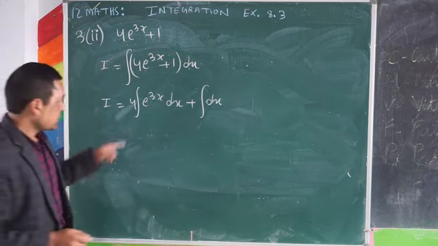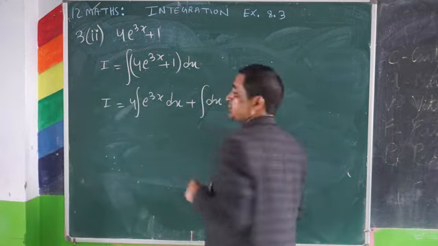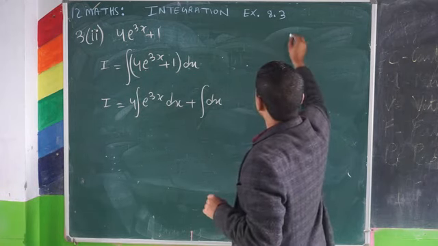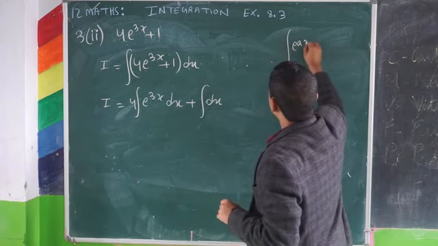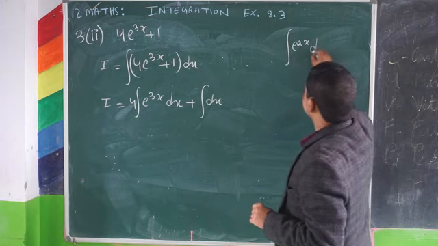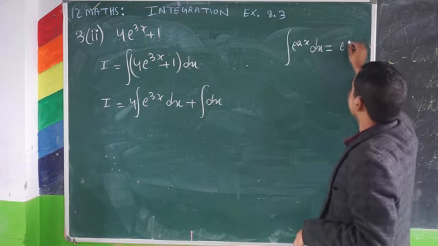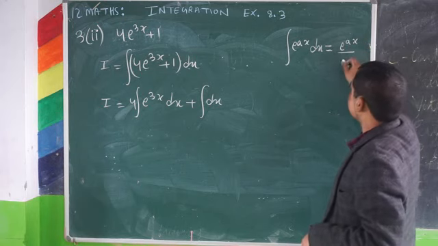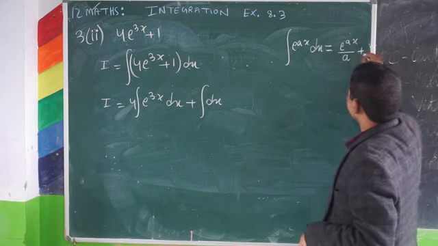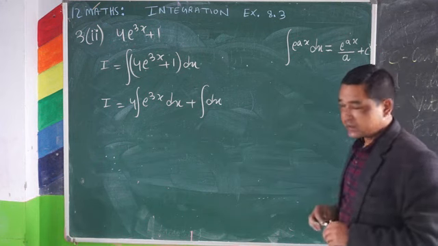Now separate the integration. After separating, what is the integration of e to the power ax? The integration of e to the power ax dx is equal to e to the power ax divided by a, whatever constant is there goes in the denominator. Okay.